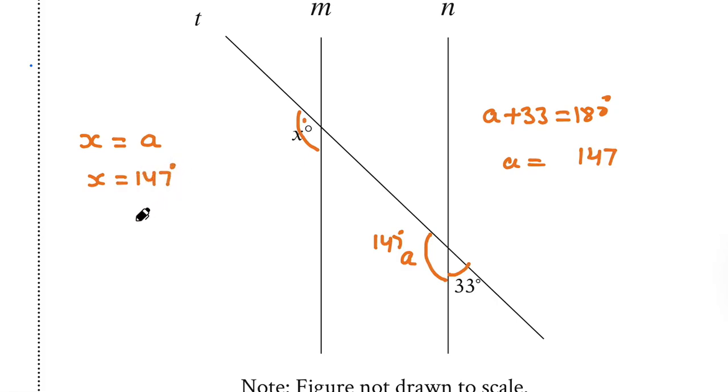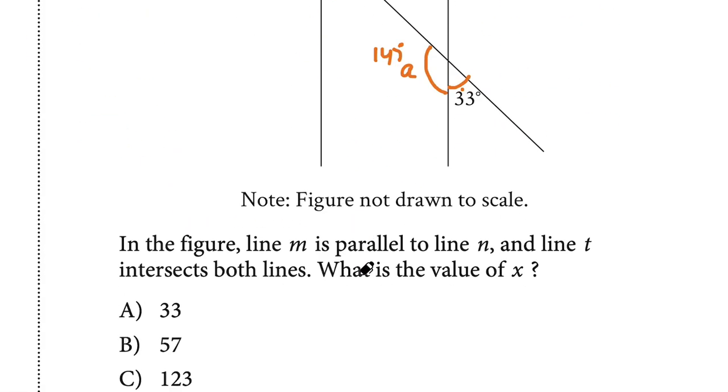Now this is just one way of solving it. You can also solve it in other ways, using corresponding angles. 33 and this angle are corresponding angles, and x will form a linear pair with it. Many ways, but this is the first one we have discussed.